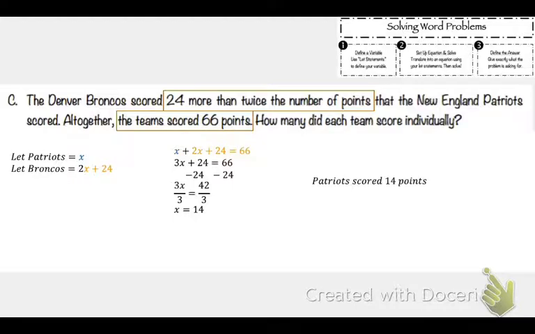So that means that the Patriots scored 14 points. And the Broncos scored 2 times 14 plus 24. So I just plugged that 14 in for that x. 2 times 14 is 28 plus 24. That is 52 points. So the final score of the game ended up being Patriots 14 points, Broncos 52 points. Okay?